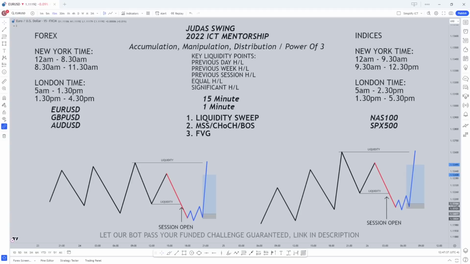This is literally a full crash course, a full trading plan on everything you need to know for the setup. Let's get straight into the video.